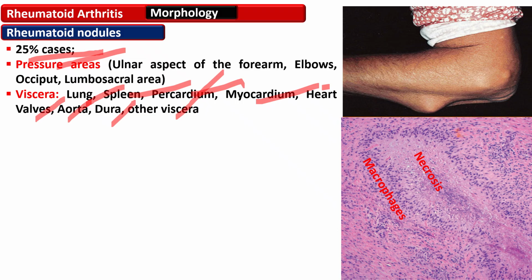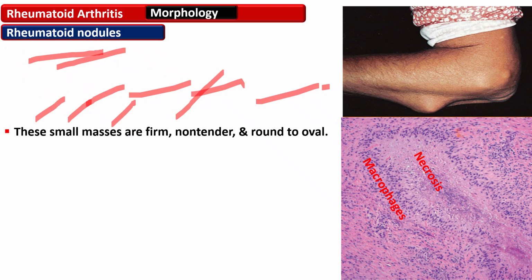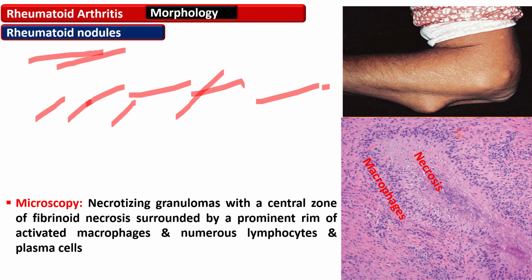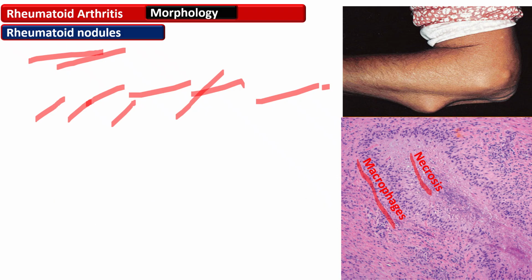Microscopically, they are small, firm masses, round to oval in morphology, and under the slide they are necrotizing granulomas with a central zone of fibrinoid necrosis. There is fibrinoid necrosis that is surrounded by a prominent rim of activated macrophages with lymphoplasmacytic infiltrate.